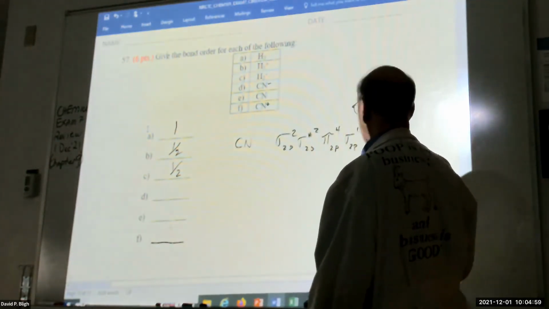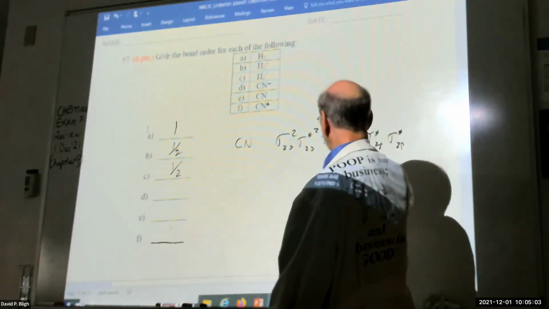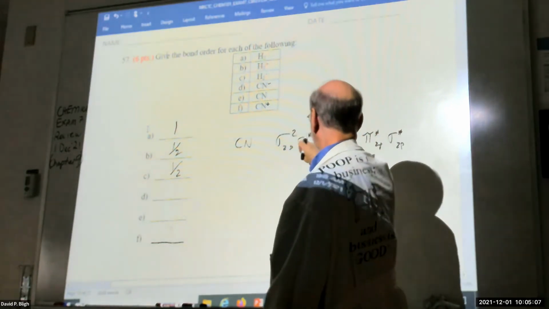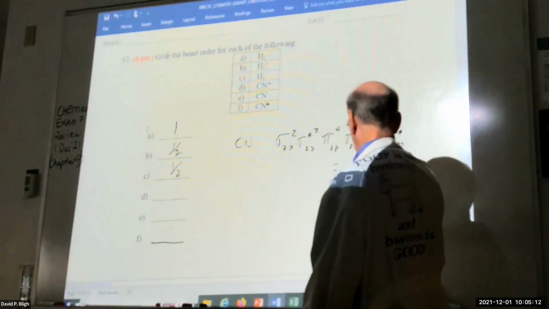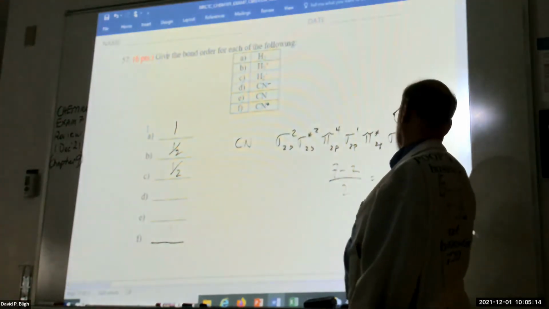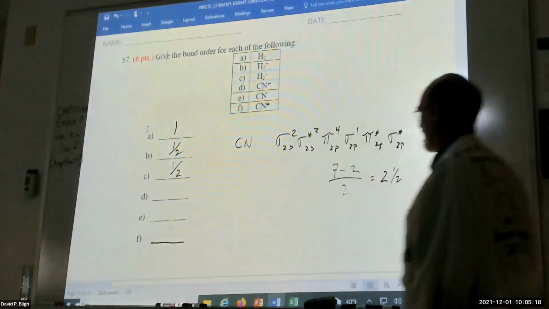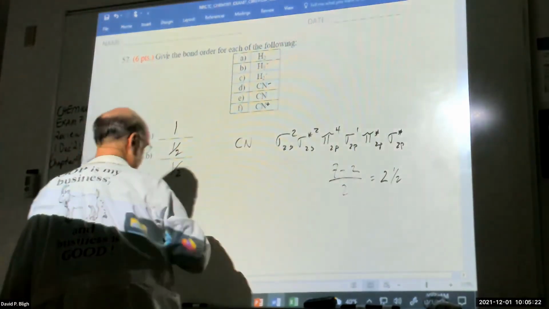Okay, so the bond order for this one is 4 plus 1 is 5, and 2 is 7. 7 minus 2 divided by 2. So that's 2.5, right? Okay, so that would be E, 2.5.